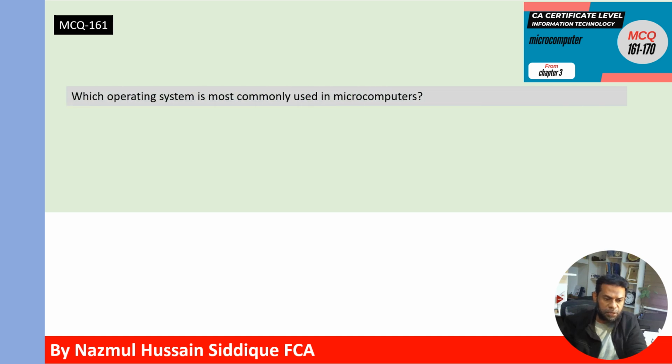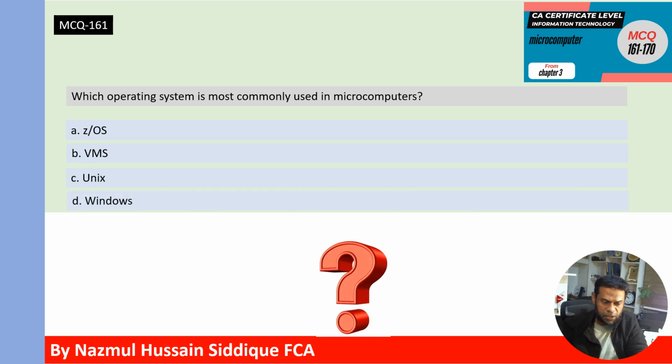MCQ 161. Which operating system is most commonly used in microcomputers? Option A, z/OS. Option B, VMS. Option C, Unix. Option D, Windows. Which one is the correct answer? The correct one is Windows.